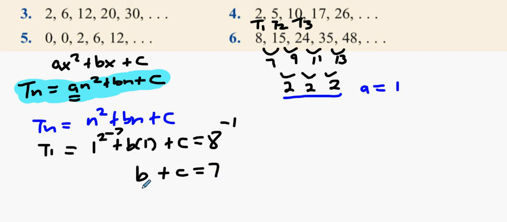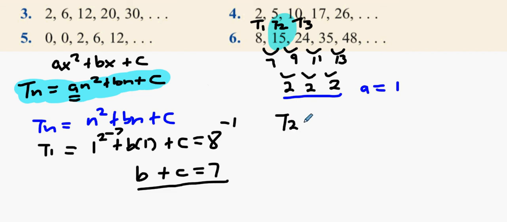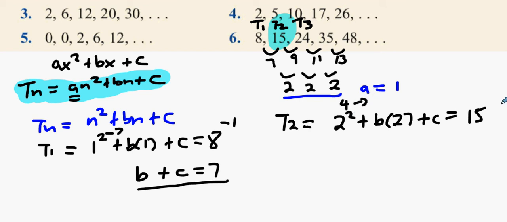How many letters do I have? I only have one equation though, don't I? I could deal with another equation. What should I do next time? Use T2. So what happens when I replace the n's with 2's? What should happen? 2 squared plus b times 2 plus c. That will equal 15, thank you. What's 2 squared? And move the 4 over the other side. 15 take away 4. 11. And now we have 2b plus c.